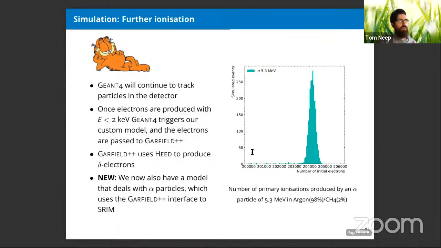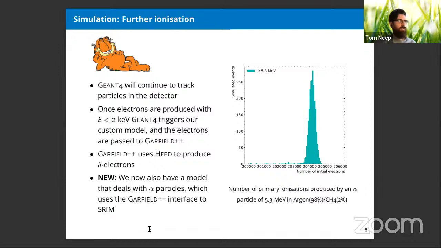After you've produced your initial particle, we continue to track it with Geant4 until it produces electrons with energy of less than 2 keV. At that point, we switch over to using Garfield++. Geant4 passes the information about where these electrons are to Garfield++, and that takes over. The first thing is that Garfield uses HEED to produce delta electrons.